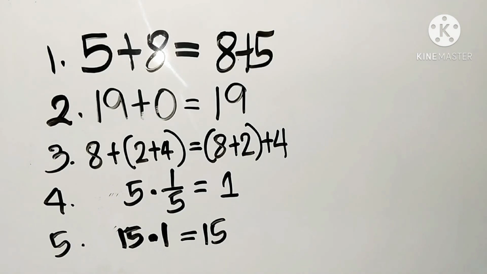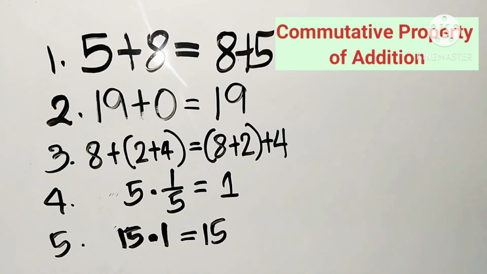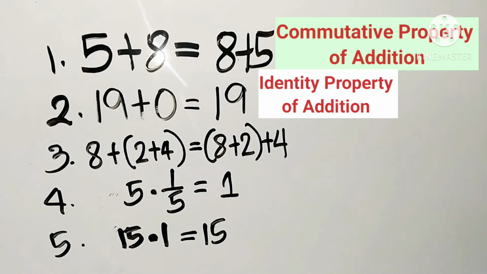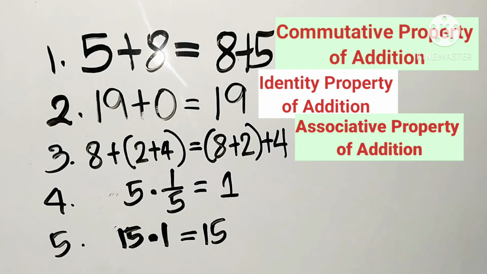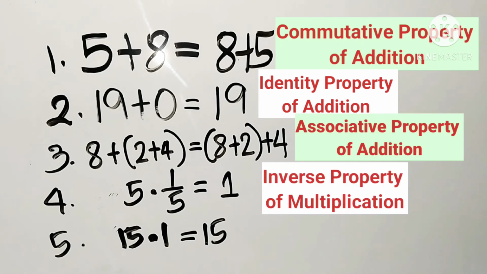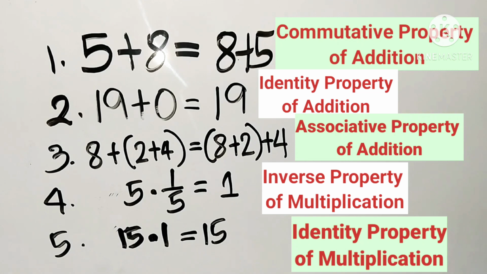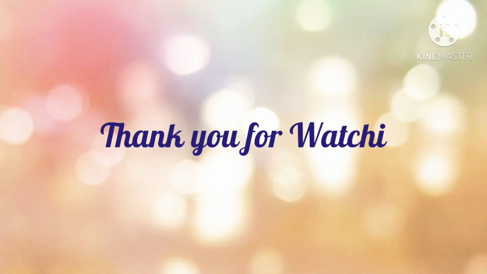Number 1 is commutative property of addition. Number 2, identity property of addition. Number 3, associative property of addition. Number 4, the inverse property of multiplication. And number 5 is the identity property of multiplication. Sana'y manatutunan kayo sa video ito.